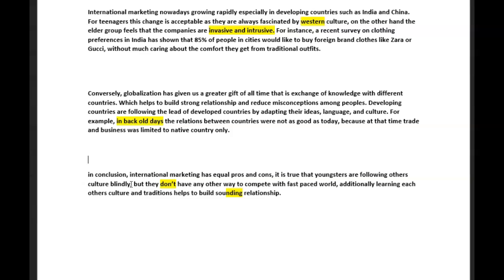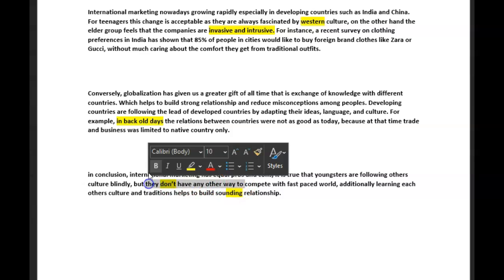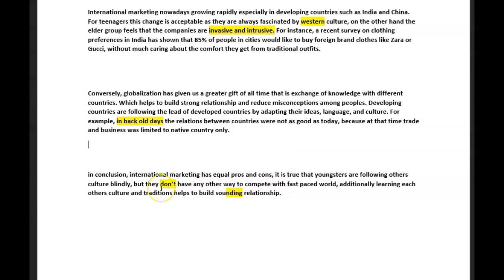But they don't have any way to compete with fast-paced world. Additionally, learning each other's culture to build a sound relationship. Okay, so, but having no way to compete in a fast-paced world, so don't put they, having no way to compete in the fast-paced world, additionally, understanding, or a growing understanding of each other's cultures and traditions helps to build sound relationships. Yes, okay.